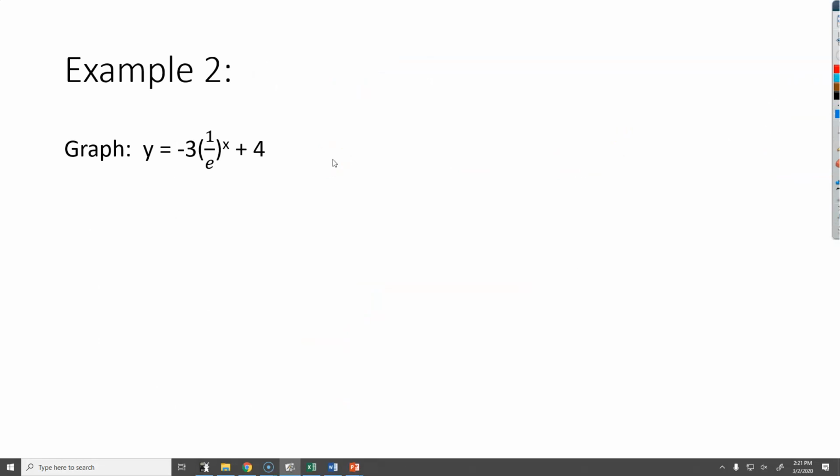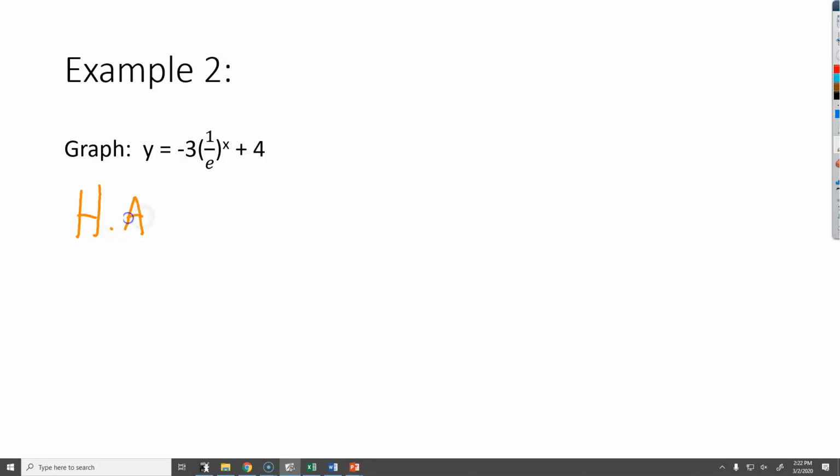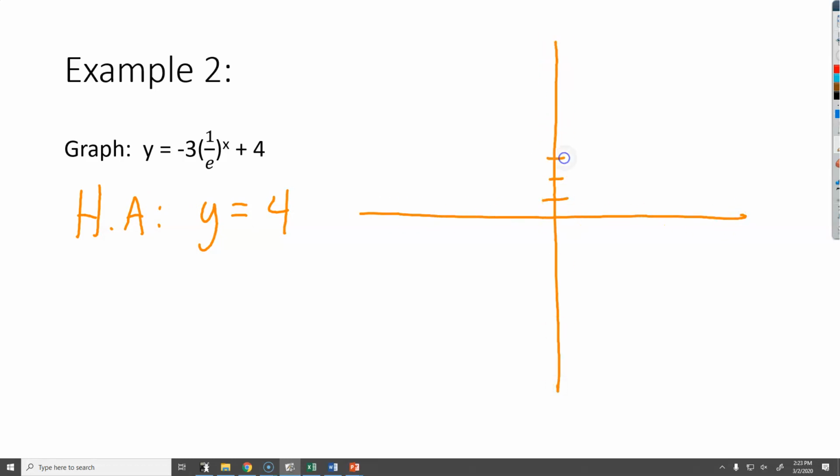So, here we go. Example 2. All right, go ahead and write it down. Our goal is to graph this. My horizontal asymptote is 4, right? So let's graph that. 1, 2, 3, 4, dotted line. How do we know it's 4? It comes from that number right there.